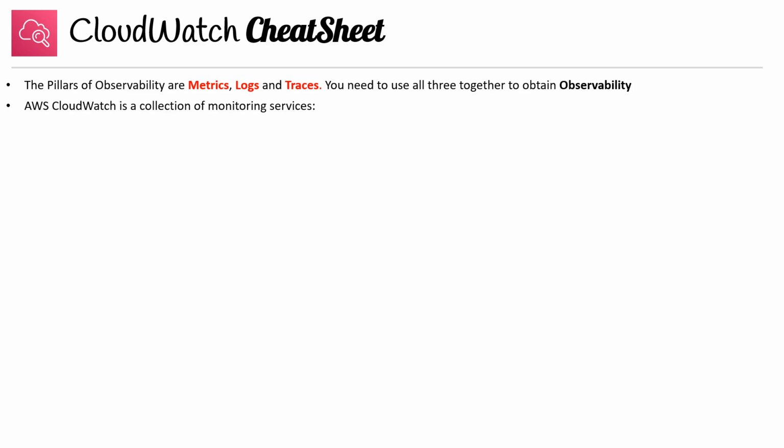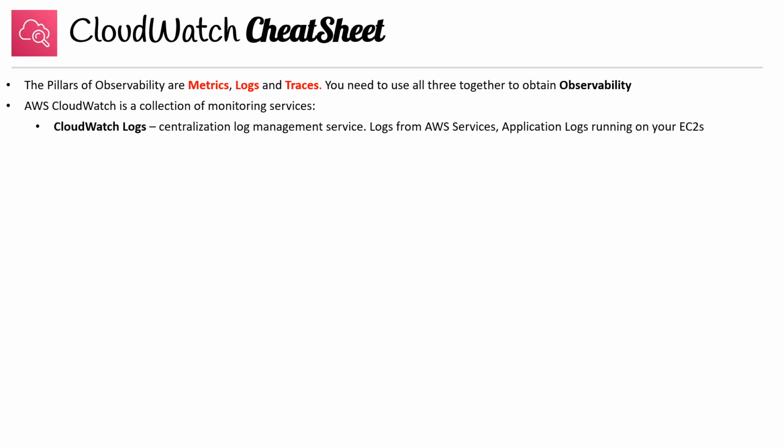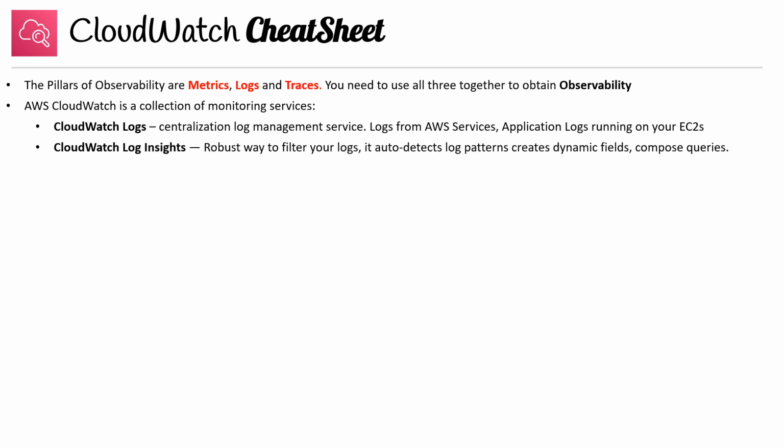AWS CloudWatch is a collection of monitoring services. So we have Logs. This is a centralized log management service. AWS services generate logs, and then you might have custom application logs running on your EC2 instance. Then you have Insights. This is a robust way to filter your logs. It auto-detects log patterns, creates dynamic fields, and then you're able to compose queries.